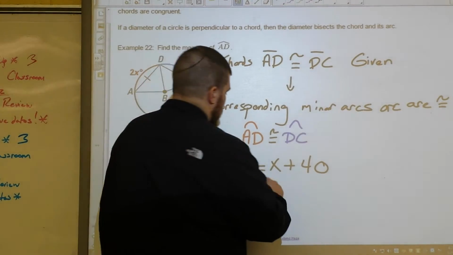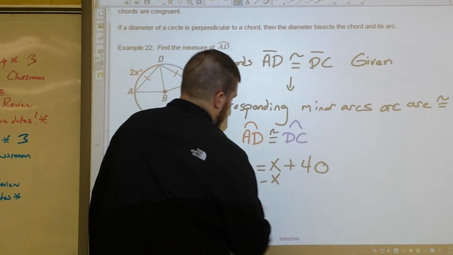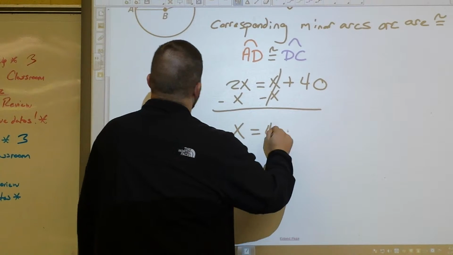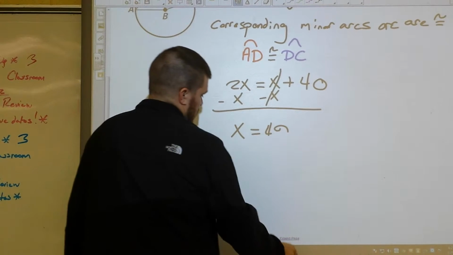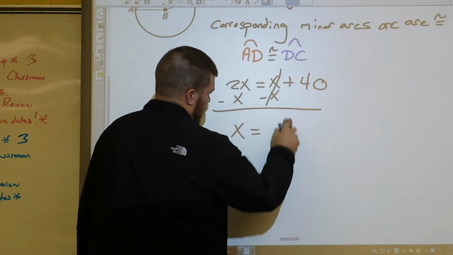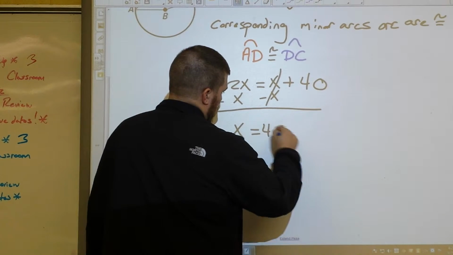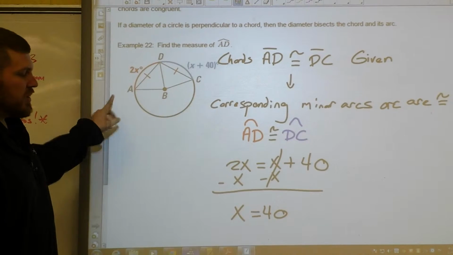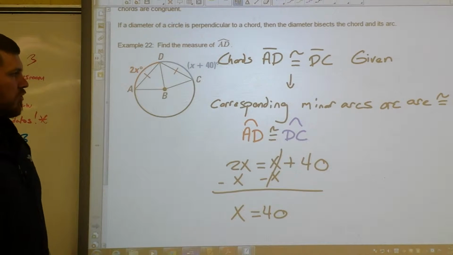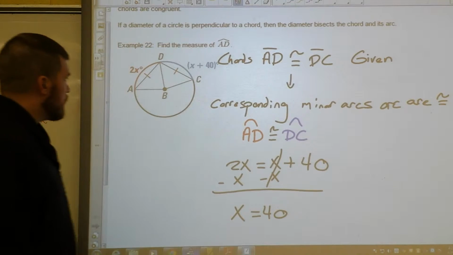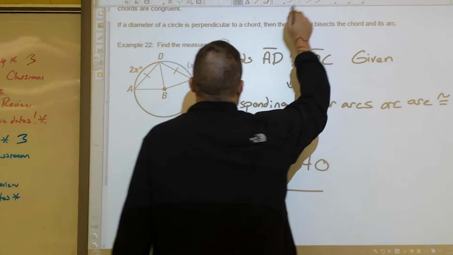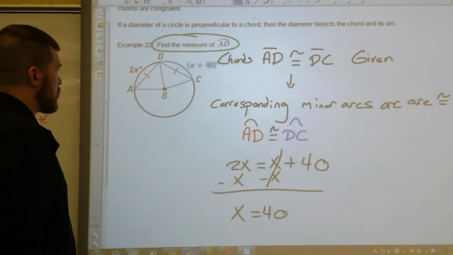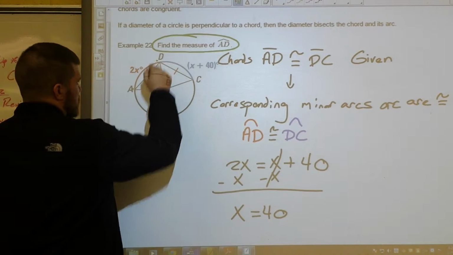I'm going to subtract x from each side. Cancel out. So x equals 40. Oops, and that was terrible. x equals 40. Now, we didn't really care about what x equals. We wanted to find the measure of AD. Okay, so always pay attention to what you're being asked. So I want to find the measure of arc AD. So from here to here.